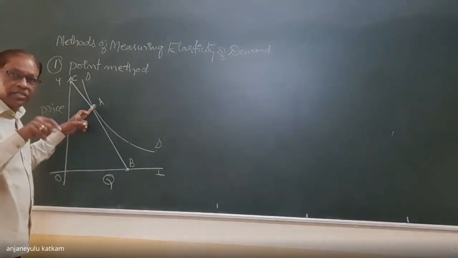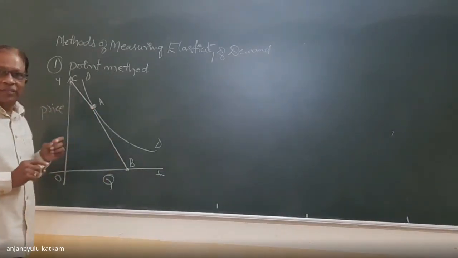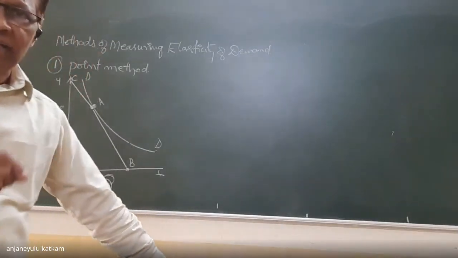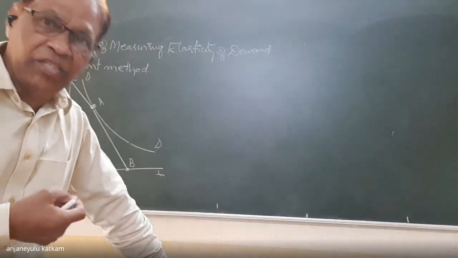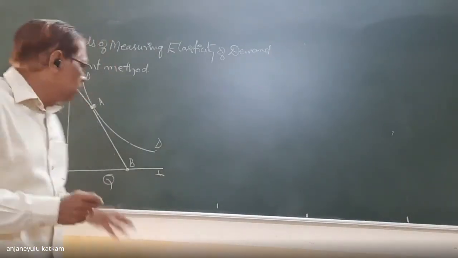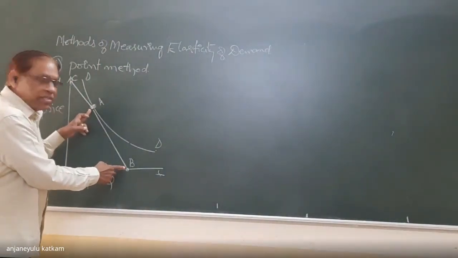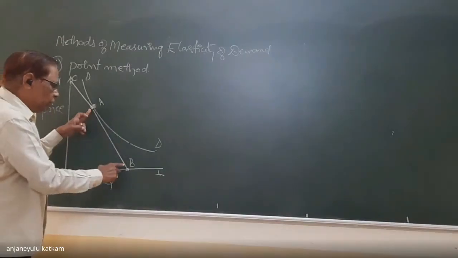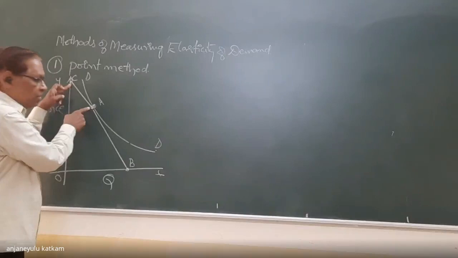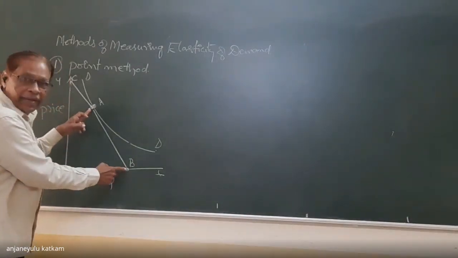Since we are interested to measure the elasticity at point A, we have drawn this line in such a way. After drawing this line, which will become tangent to the demand curve, what will be the next step? With the help of the scale, we should measure the distance of AB. That is called the lower segment. For A, this is the lower segment, and this AC is the upper segment.